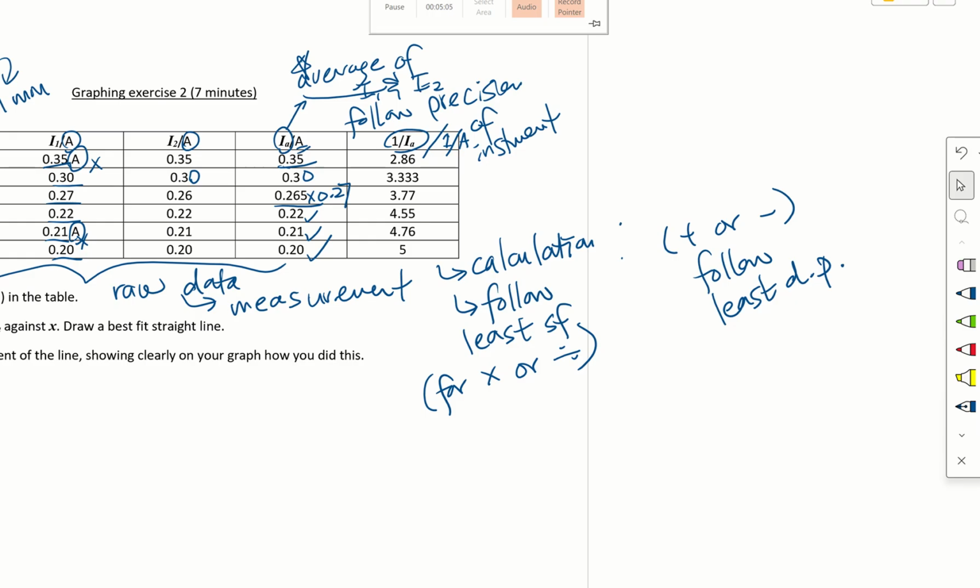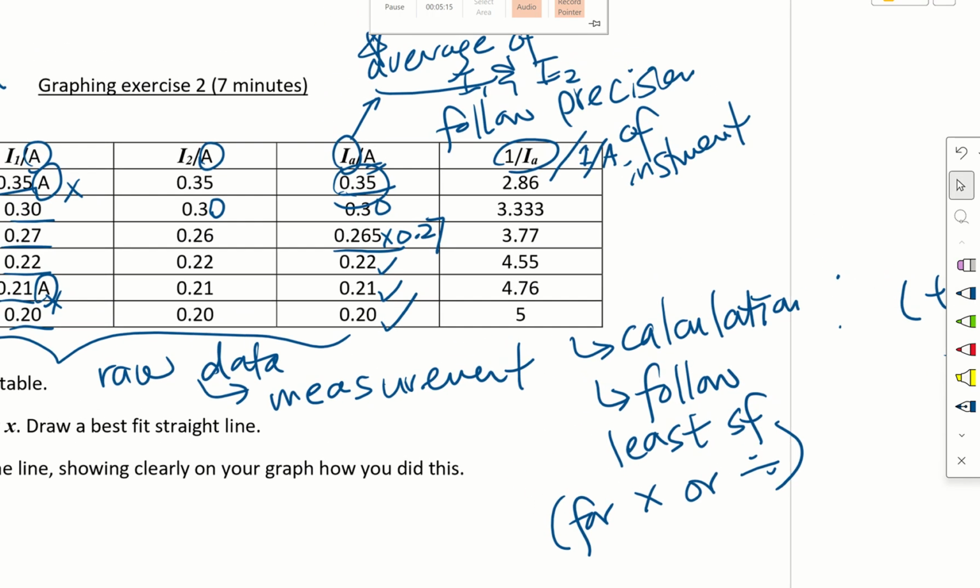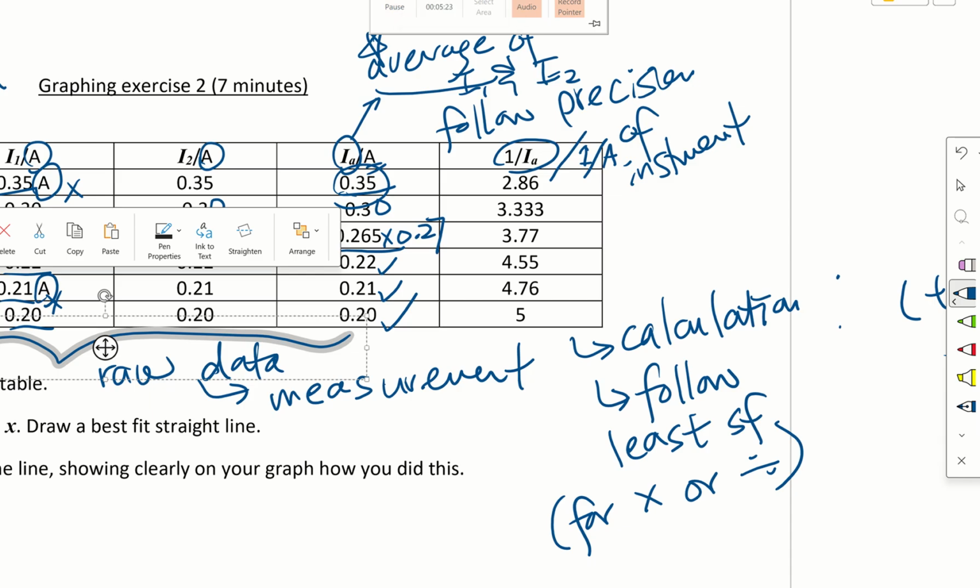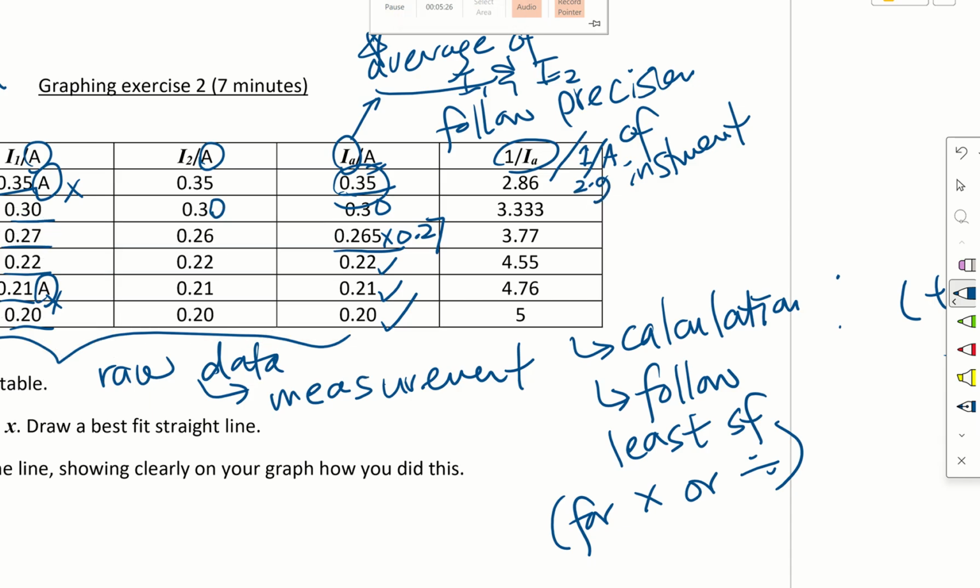The number one is a constant, so we don't care whether it is 1SF, 2SF or 3SF. We don't care about it. Rather, we need to look at the IA. So in this case, the first data is 0.35, and that is itself 2SF if I'm considering it. Therefore, this should be 2.9. Okay, if you take your calculator, you take 1 divided by 0.35, you will get 2.86 and so on. But remember, we need to follow the least SF of the raw data, which is 0.35, which is 2SF. So you should correct it to 2.9.